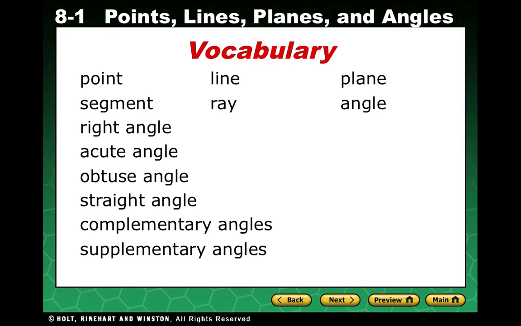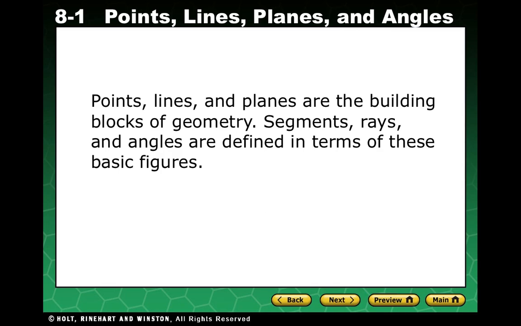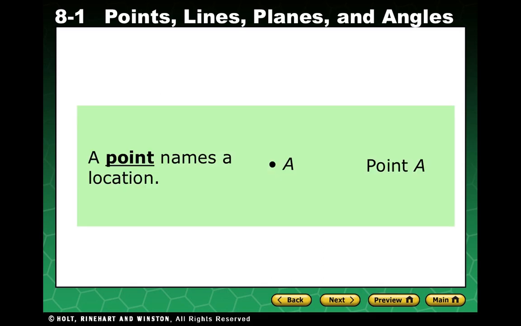Okay, so there is lots of vocabulary today, so we'll just take it bit by bit, and most of this is review anyway. So points, lines, and planes are the building blocks of geometry. Segments, rays, and angles are defined in terms of these basic figures. So a point is obviously a name of a location.